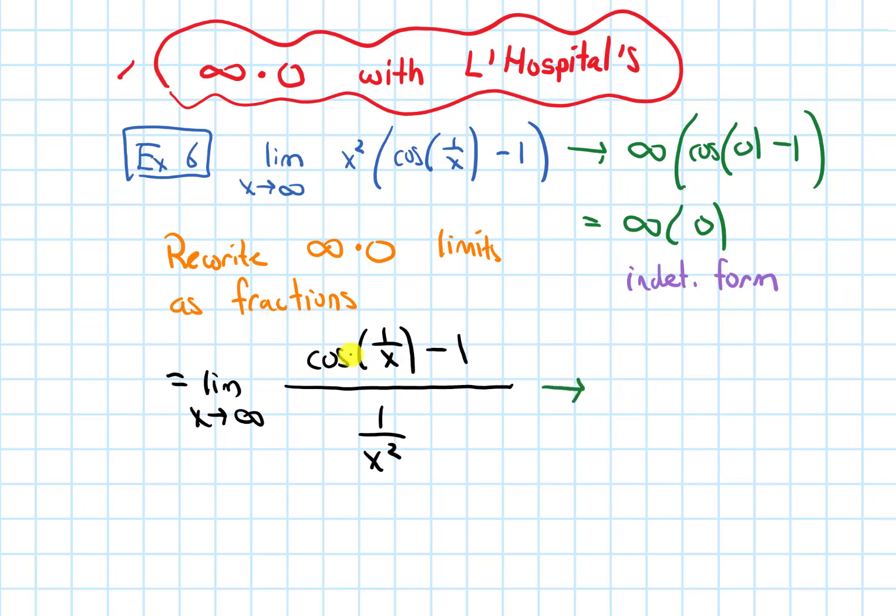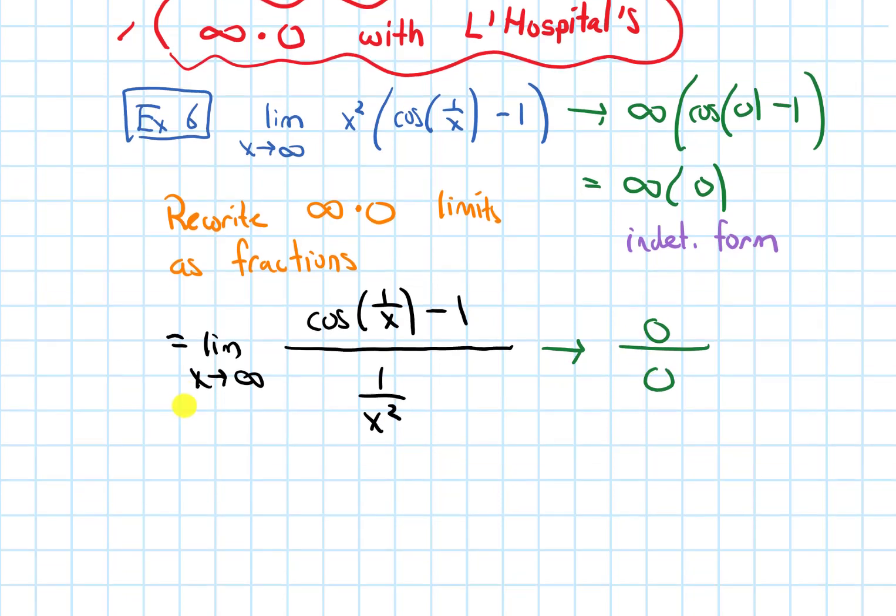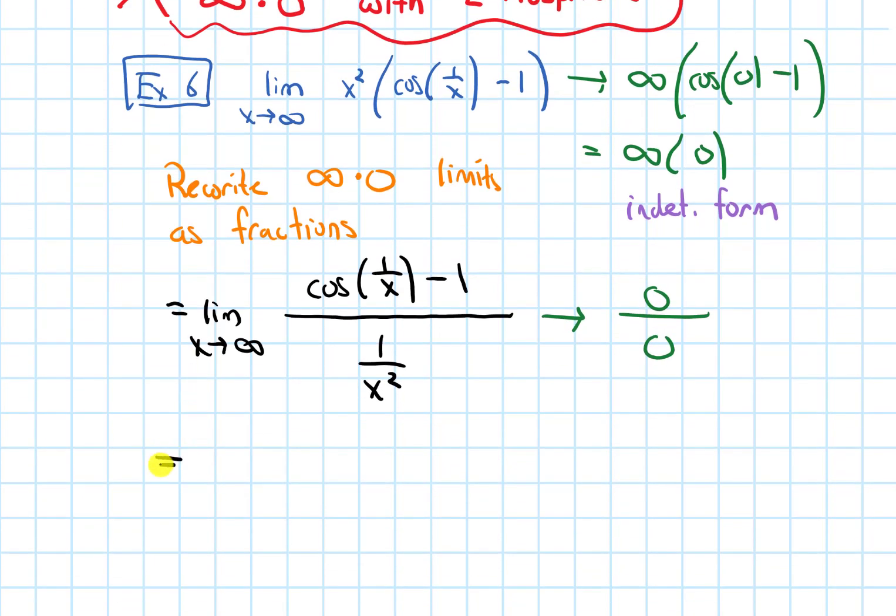And if we do, we'll get cosine of 0 minus 1 on the top, which is 0. And on the bottom, we'll get 1 over infinity, which is 0. Now, this is a form I can do L'Hopital's on. Okay, so this we like. So we're going to do L'Hopital's rule, which will give us the limit as x goes to infinity. And then I take the derivative of the top.